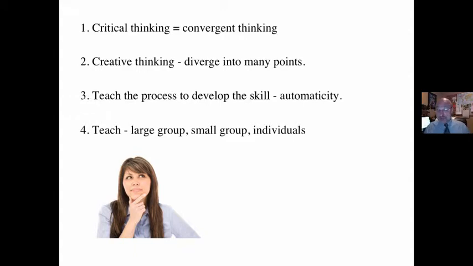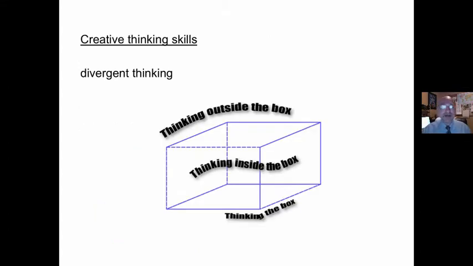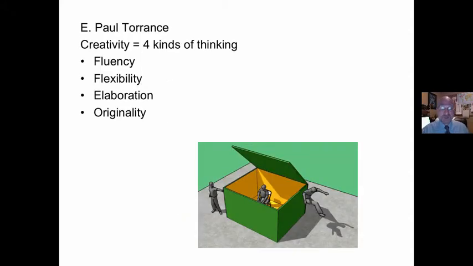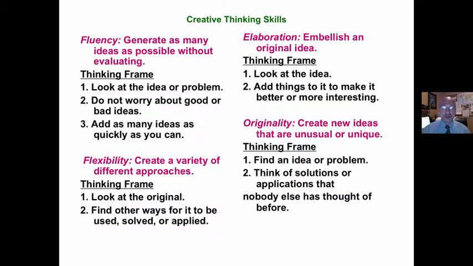We teach in large group many times. We put students in small groups and do activities, and eventually we ask students to do this by themselves. Some examples of creative thinking skills: divergent, 4 types of thinking. E. Paul Torrance says creativity involves fluency, generate a whole bunch; flexibility, a whole bunch of different kinds; elaboration, make what is there different or better; and originality, something totally different, totally outside the box.